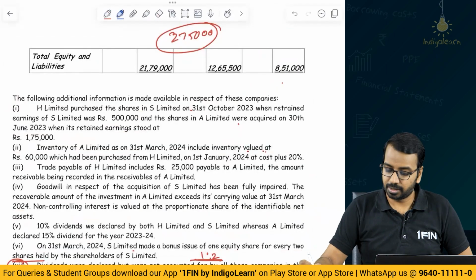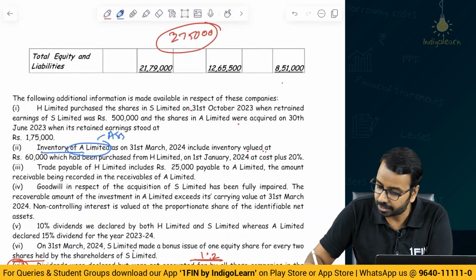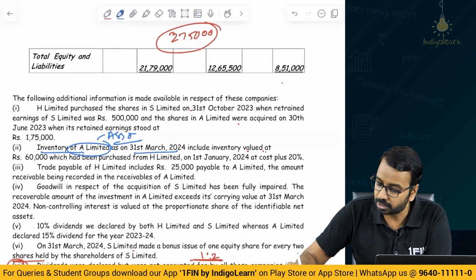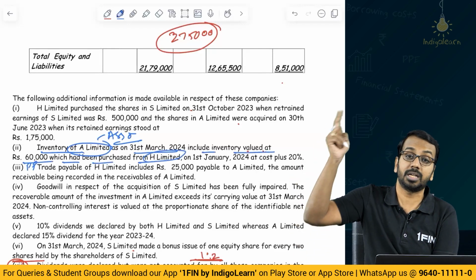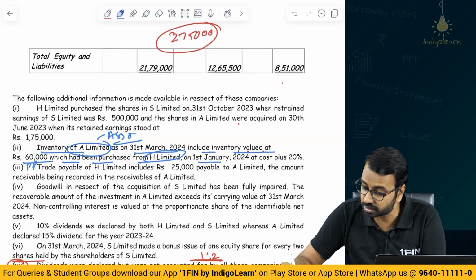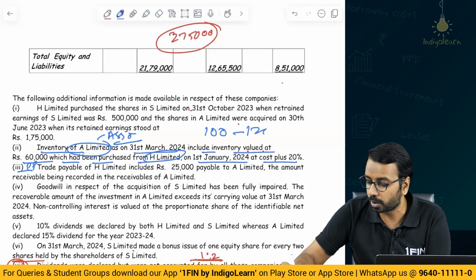Now, what we will do? We will look at other adjustments. Inventory of A Limited. Who is A? A is our associate. As on 31st March, include inventory valued at 60,000. So, this is the purchase price which had been purchased from H Limited. So, the holding company has sold to the associate on 1st of January at cost plus 20%. Means what? Cost is 100, selling price is 120, profit is 20. So, selling price is 120. For 60,000, how much is the profit?